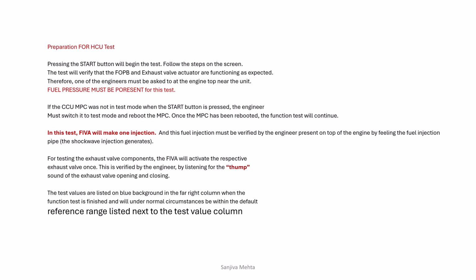In this test, FIVA will make one injection. Fuel pump is running. As the fuel moves up, the plunger of the FOPB moves up. Whatever fuel oil is on top will be injected into whichever unit you are doing the test, and a sound will come. This injection will be verified by the engineer present on top of the engine by feeling the fuel injection pipe, the shock wave.